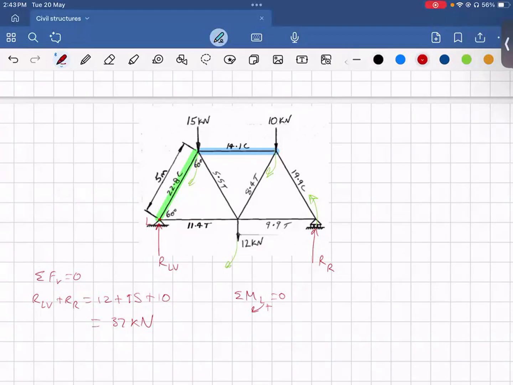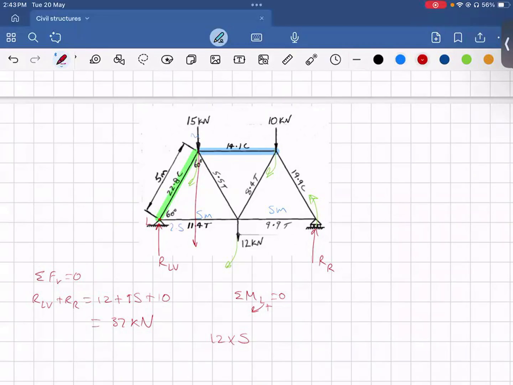Now we get 12 times 5. Now all these dimensions are 5 meters. Now for the 15 and 10, imagine the 15 is going further down over here, because again, a force can act along that same line infinitely. So imagine it's going down. So this distance is just going to be 2.5. And then for the 10, it's going to be 7.5.